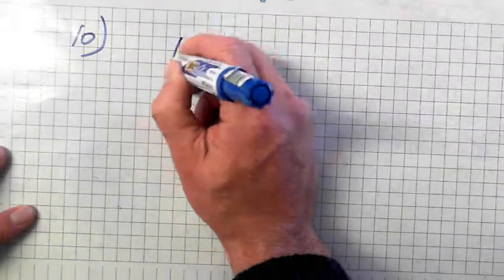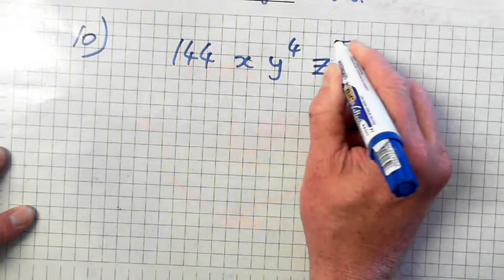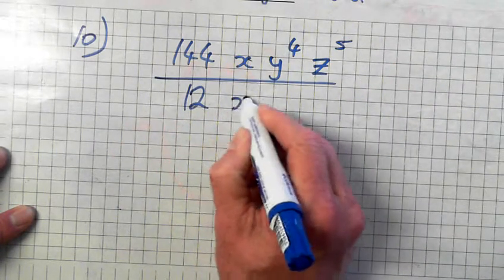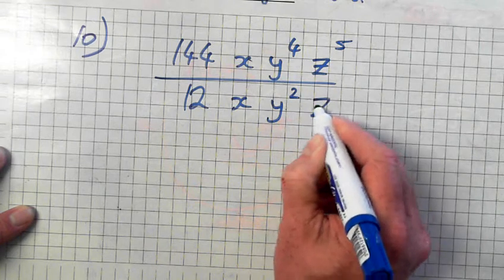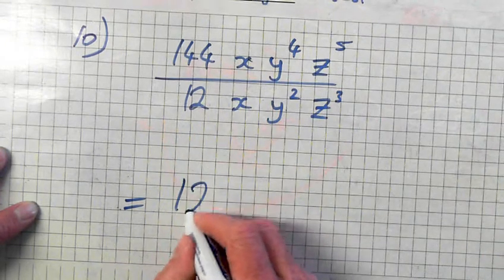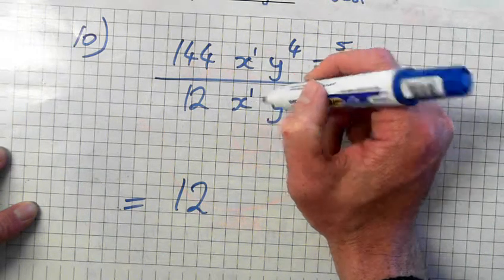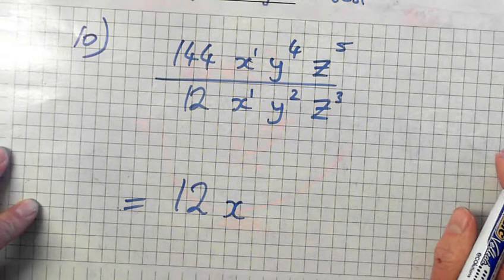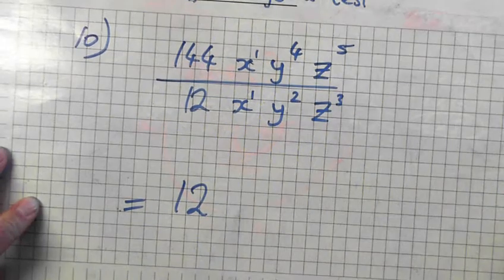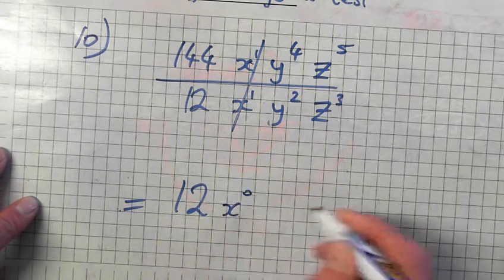Question 10. Alright, some people made simple mistakes here. Right, first of all we divide 144 divided by 12. This is x to the power 1, this is x to the power 1. What happens when you get 1 minus 1? Yeah, some people just wrote down the x for some reason. You can leave the x out altogether because there's no x's, 0 x's. Or you can write it like that.